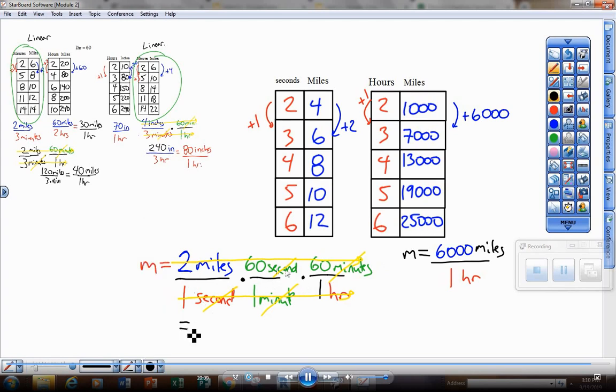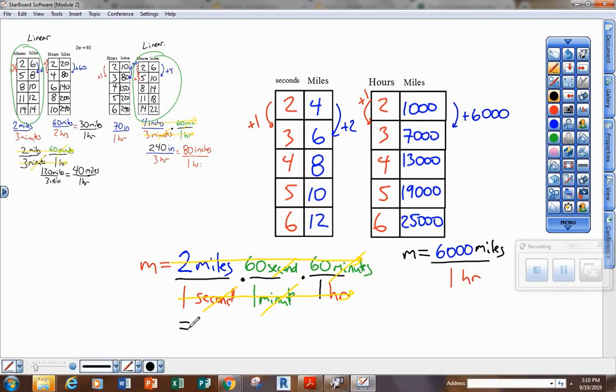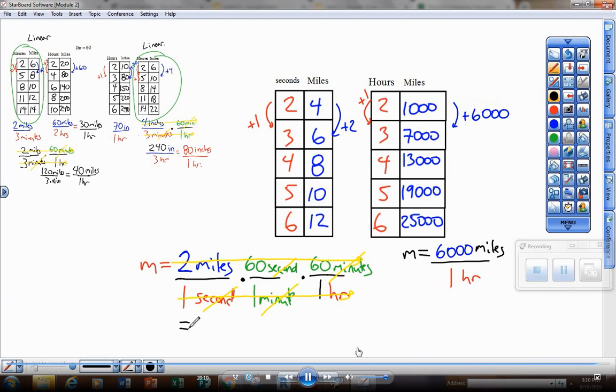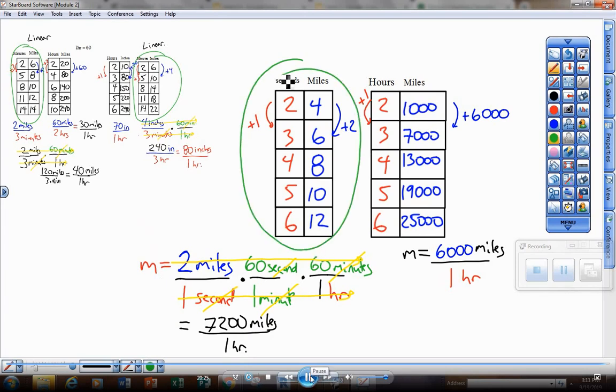2 times 60 gives me 7,200, I believe. 7,200 miles for every 1 hour. So you can see 2 miles in 1 second is a greater rate of change than 6,000 miles per hour. So that one is the greater rate of change. That is linear.